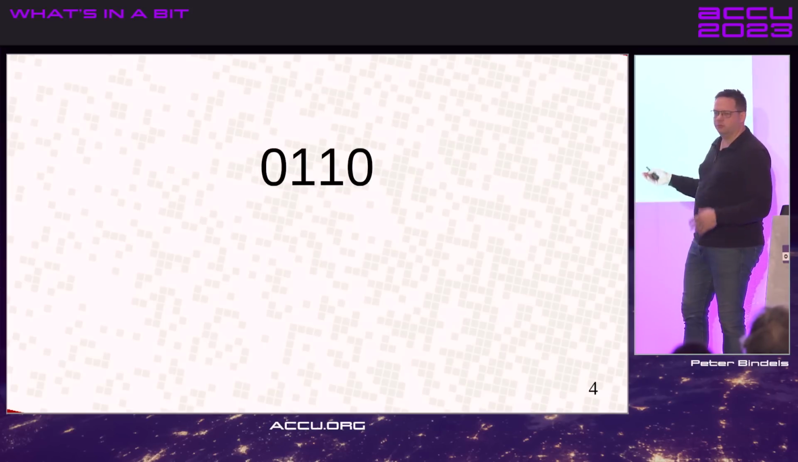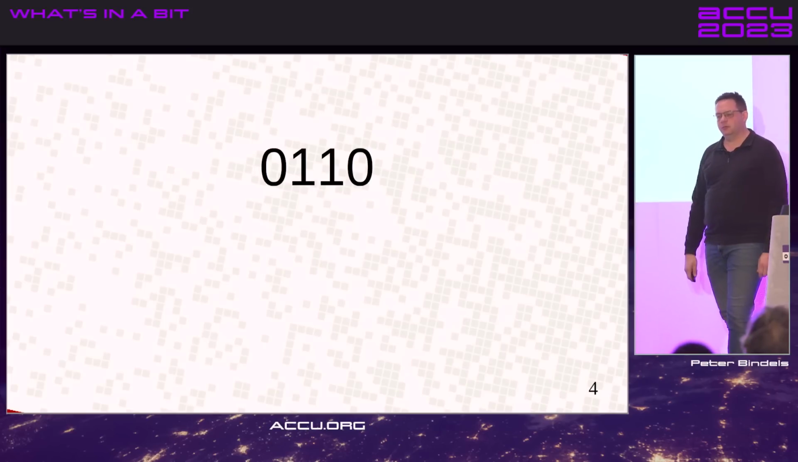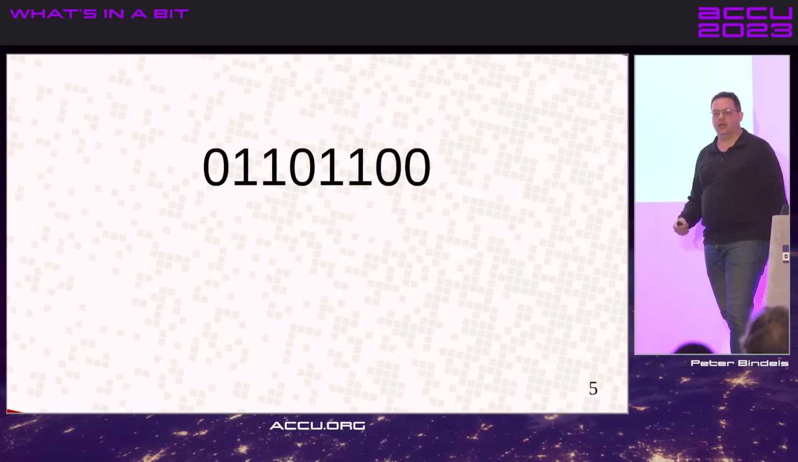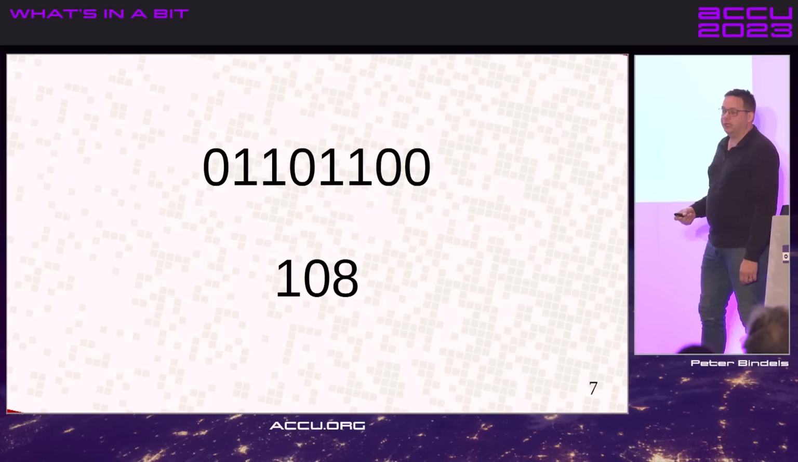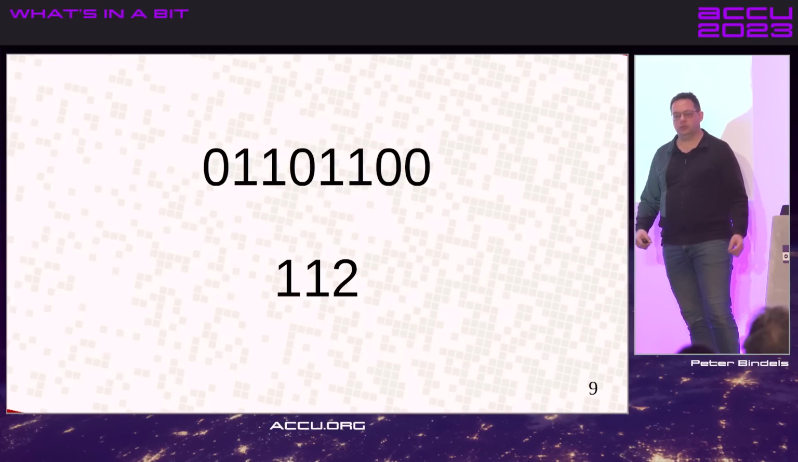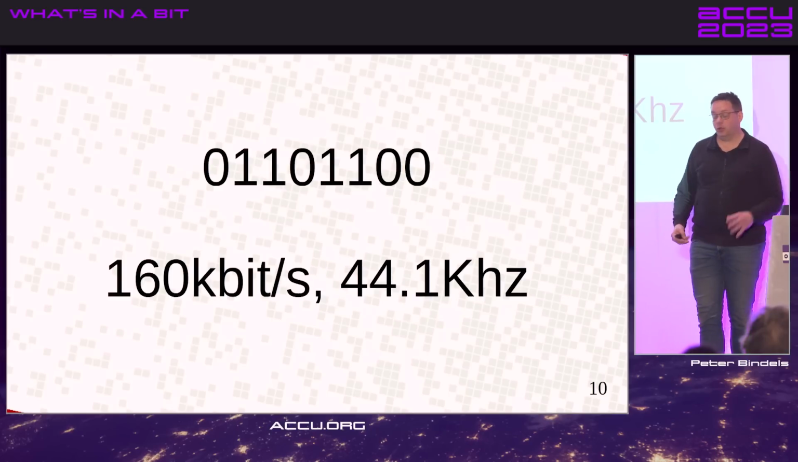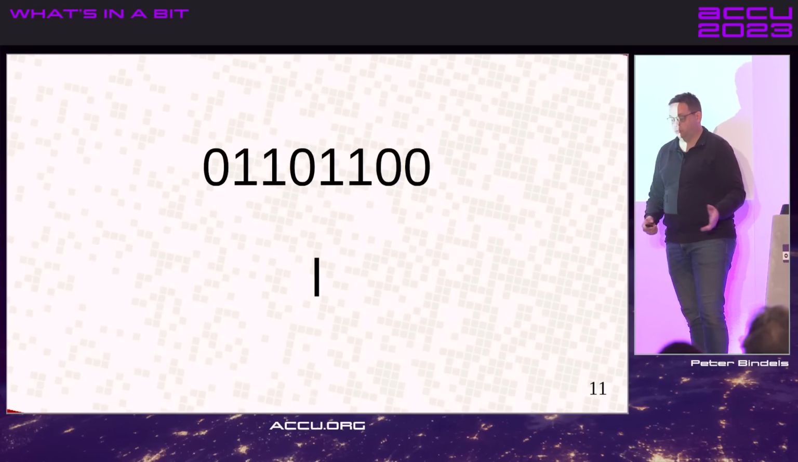I have 4 bits, a couple of ones, a couple of zeros. This doesn't have any meaning. And if I make it longer, it still doesn't have an associated meaning. It could mean a percent. It could mean 108. It could be the number 6.75. It could be 112. It could be 160 kilobits a second at 44.1 kilohertz in some specific context, or it could just be lowercase l.